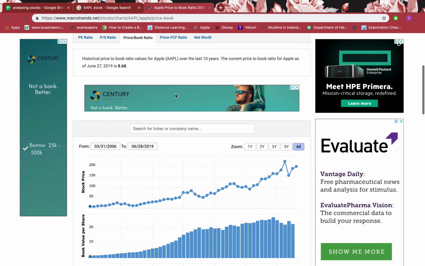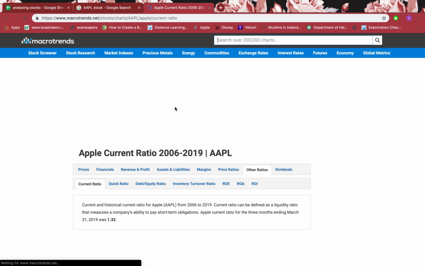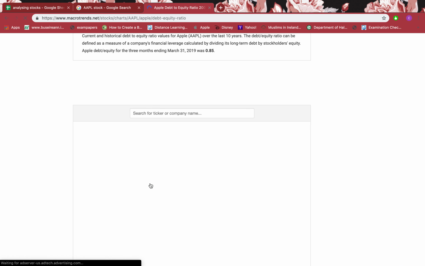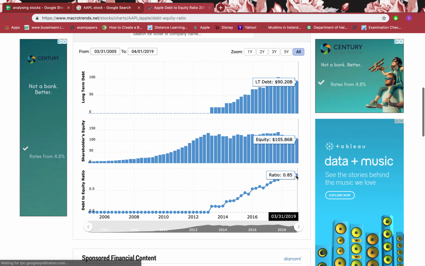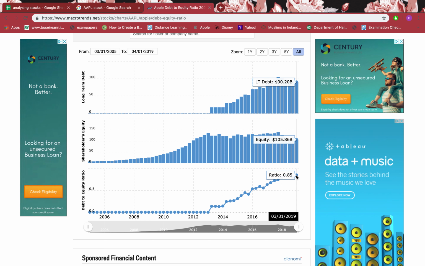If I go to other ratios and debt to equity ratio, the debt to equity ratio should be 0.5 or lower than that. This means that it's less risky to invest in this stock. So it's more secure. There's margin of safety. If you look, it's 0.85. It means that it is risky to invest there because there is very little difference between the equity and long-term debt. Long-term debt is 90.2 B. B means billion, and equity is 105. So it's very close by.